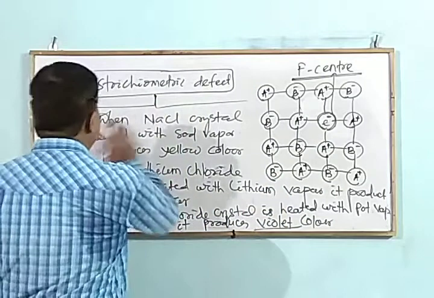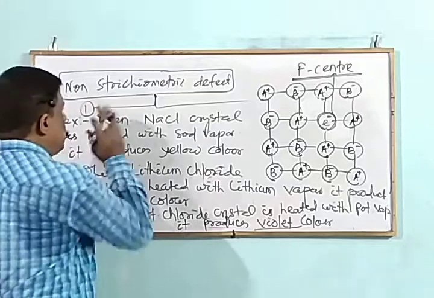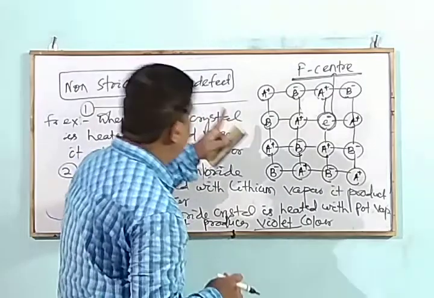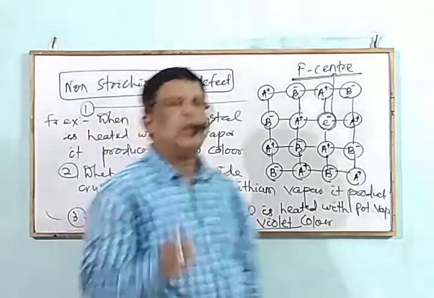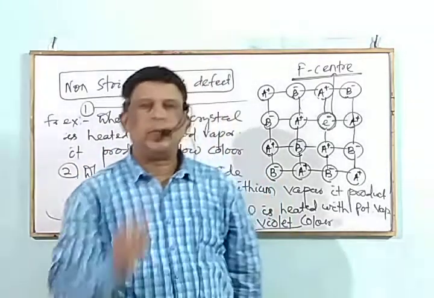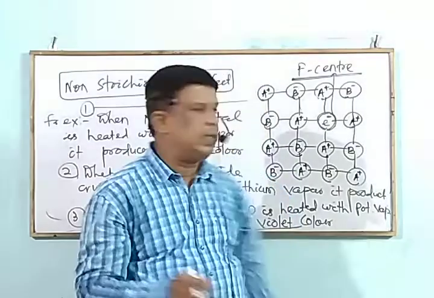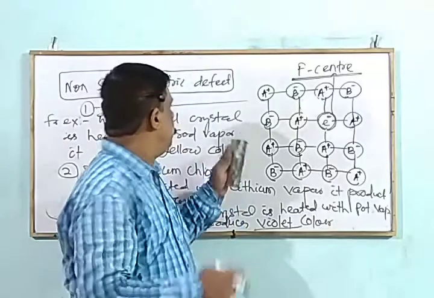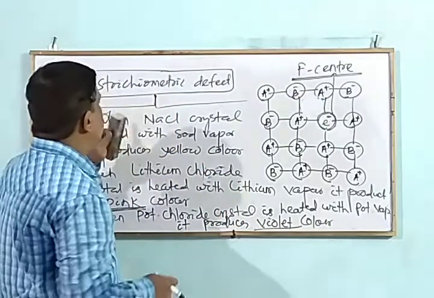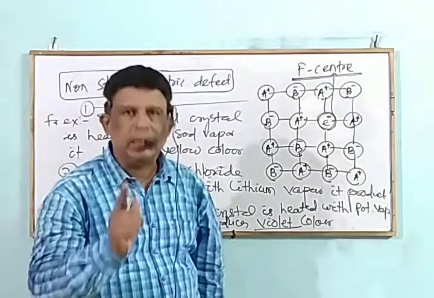Non-stoichiometric defect is again two types. One is known as metal excess defect and one is known as metal deficiency defect. Metal excess defect is again of two types, that is, one is presence of extra cation in the interstitial site and next one is anionic deficiency. Next move to bit 1 is over, that is metal excess defect. Next bit 2 is metal deficiency defect.